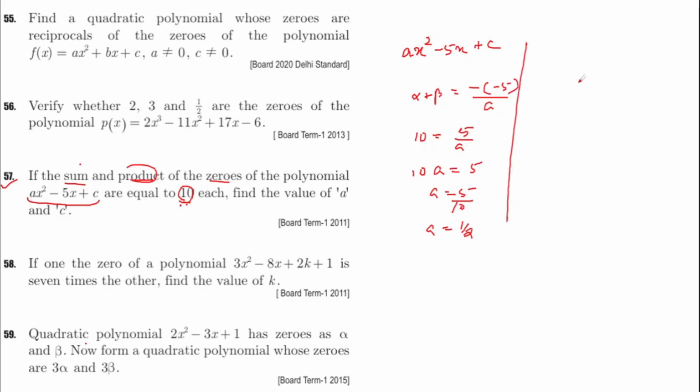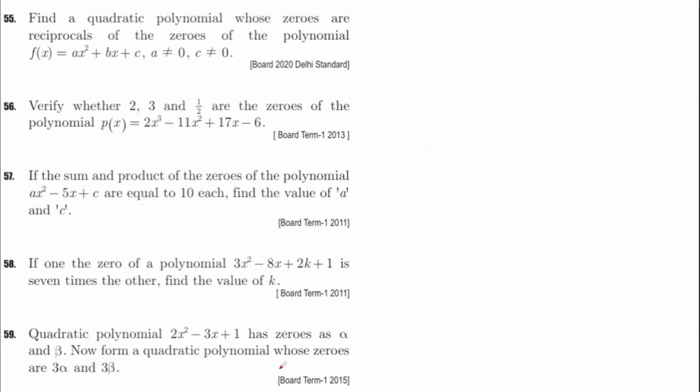Second, for c, you may do this: alpha into beta is equal to c by a. Alpha into beta is given as 10. We don't know the value of c, but we got the value of a as 1 by 2. Now if you multiply this 1 by 2 to the left hand side, then that will be 10 into 1 by 2, and that is equal to c. Now this 2 will get cancelled and the value of c will be 5. So here the value of a is 1 by 2 and the value of c is 5. Okay, so this is an easy question. So I hope you can solve the question.